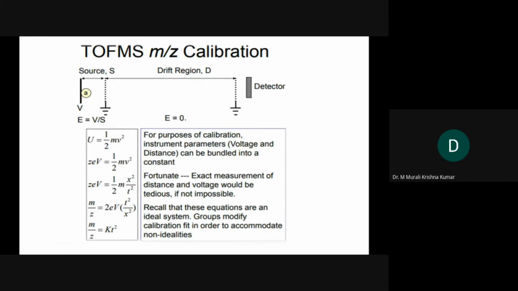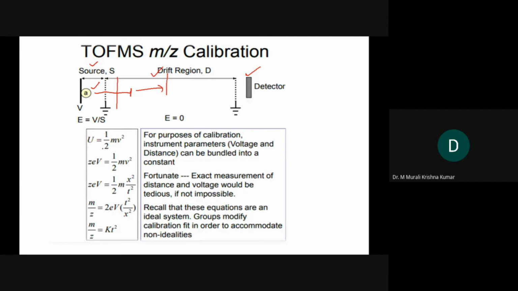In time of flight mass spectrometry, you will have three segments. One is the source segment, then you will have the drift region, then the detector region. Here one needs to calibrate the mass, because once the ions are generated, they are allowed to drift to some extent, and then you will have the accelerator plates, from where they will start running. So every one of the masses has to be calibrated.